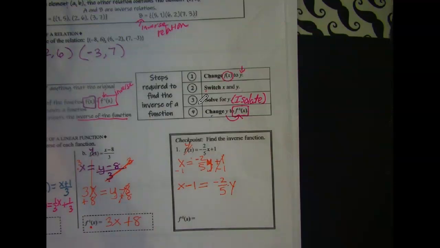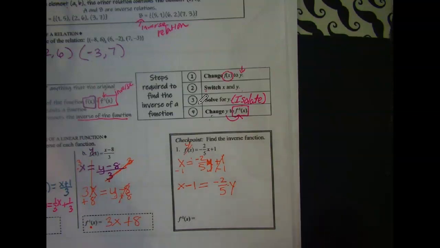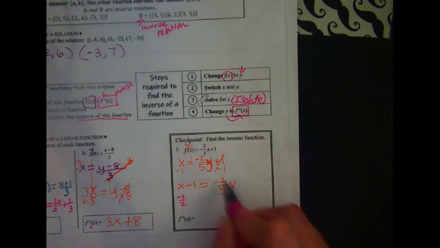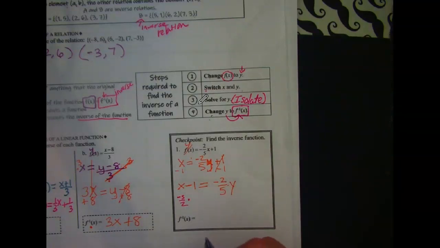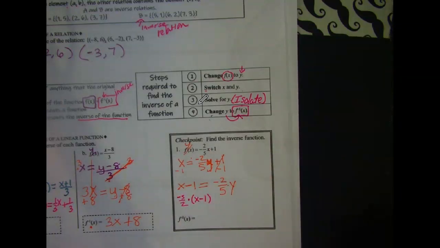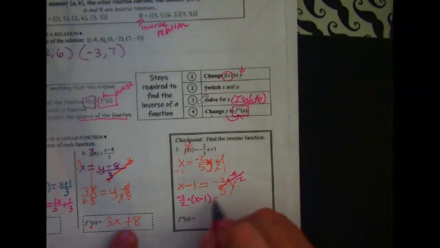Instead of timesing, when we have a fraction, we need to multiply by the reciprocal. So what happens here is we are going to take negative 5/2. So the reciprocal means we flip the fraction, and I'm going to times that by the quantity x minus 1. Okay? And then again, if we were timesing by that negative 5/2, those cancel there. So that would equal y.